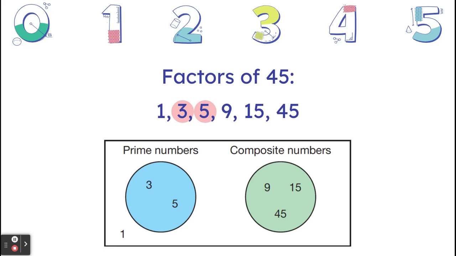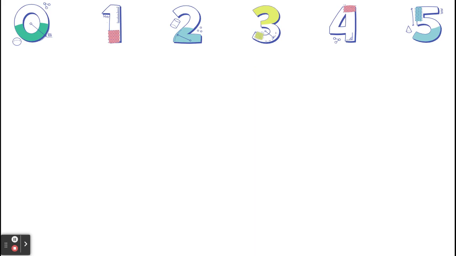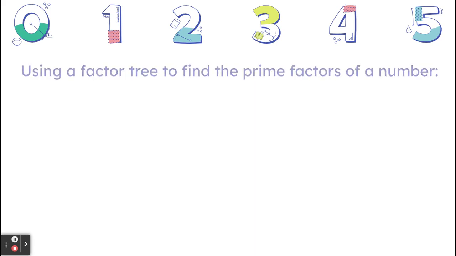Now, what if we wanted to find only the prime factors of a number and not worry about any of the composite factors? Well, that's where our factor tree comes in. Because sometimes we want to just find the prime factors of a number. So we can use a factor tree to find the prime factors. And that means the factors that are prime numbers.